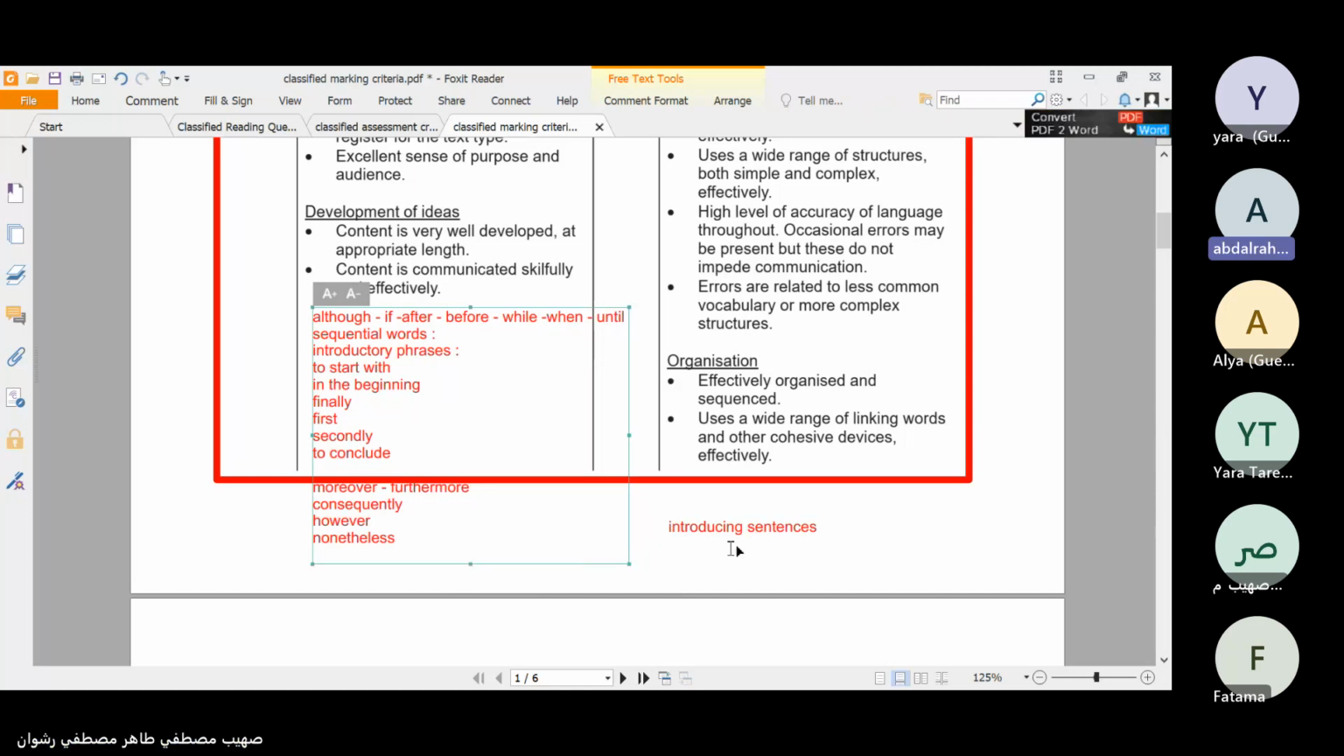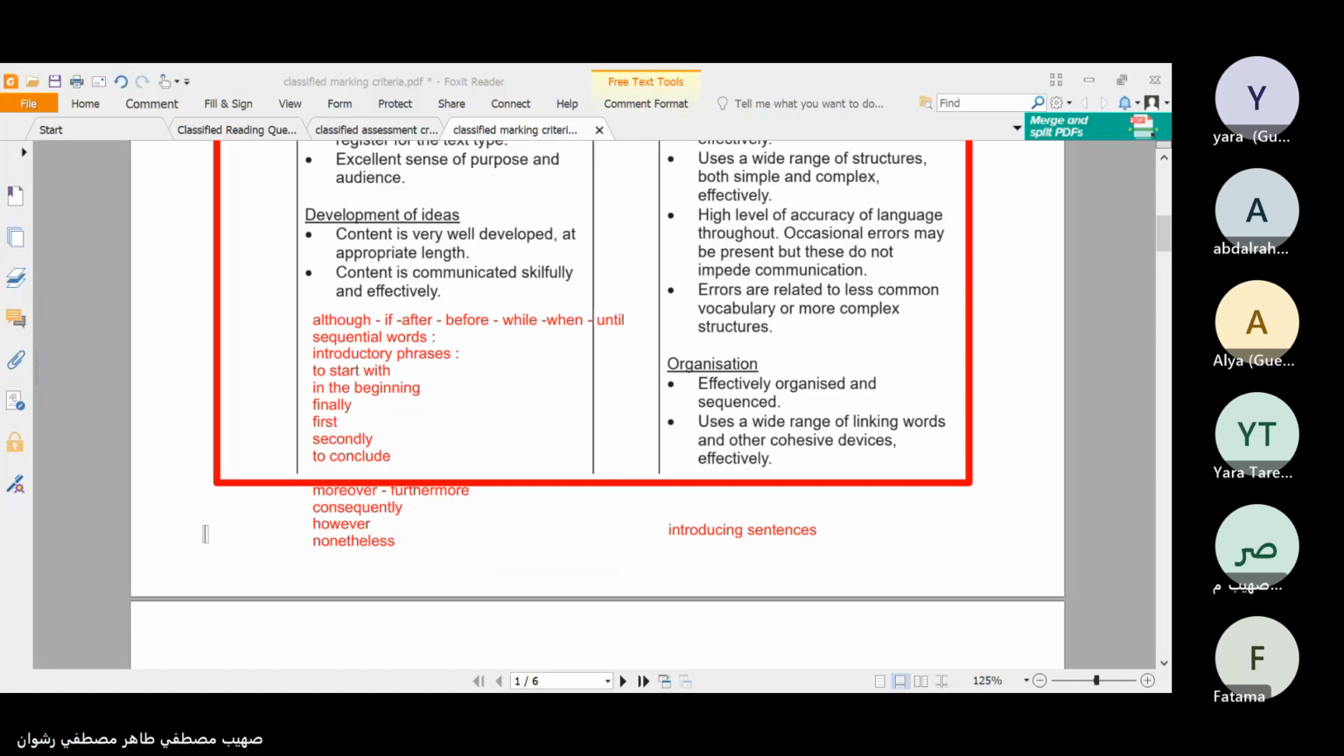Yes, sir. One more question on the side, sir. I remember moreover and furthermore: one of them was for linking two positive sentences, and the other was for linking two negative sentences. Is that correct? No, not necessary. Not necessary, Abdurrahman, at all. Okay, sir. Okay, Alia, Yara, Fatma, any question before we leave?